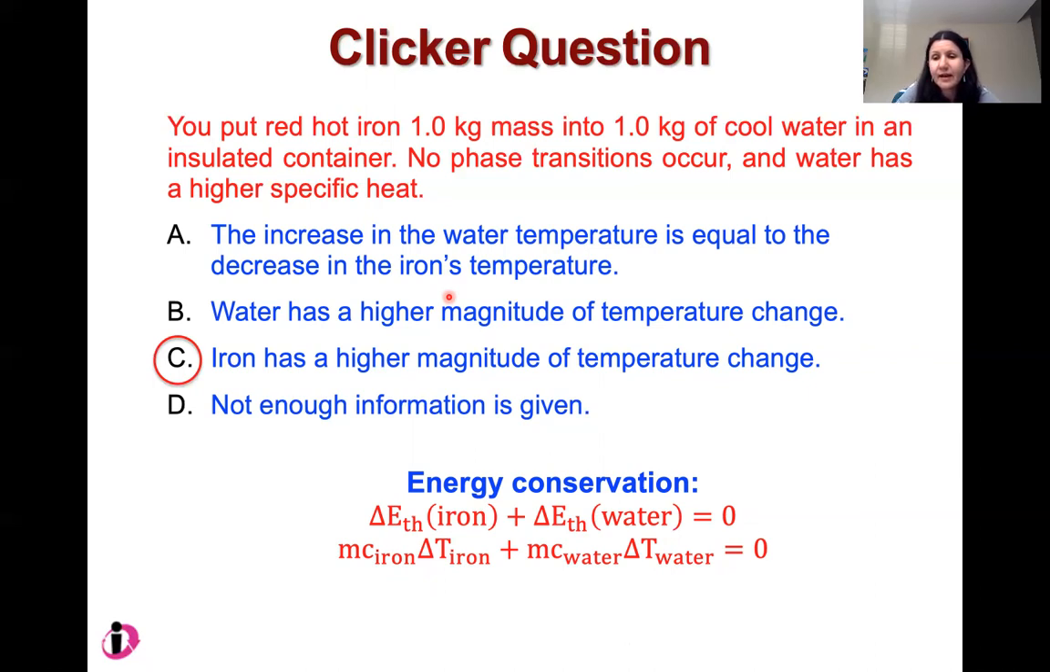Let's say right in the middle between 10 and 50, which is at 30. But that would only be true if they had the same specific heats. Because water has a higher specific heat, it's more resistant to that temperature change. So it will have a smaller temperature change, and iron will be the one with a bigger change in temperature.